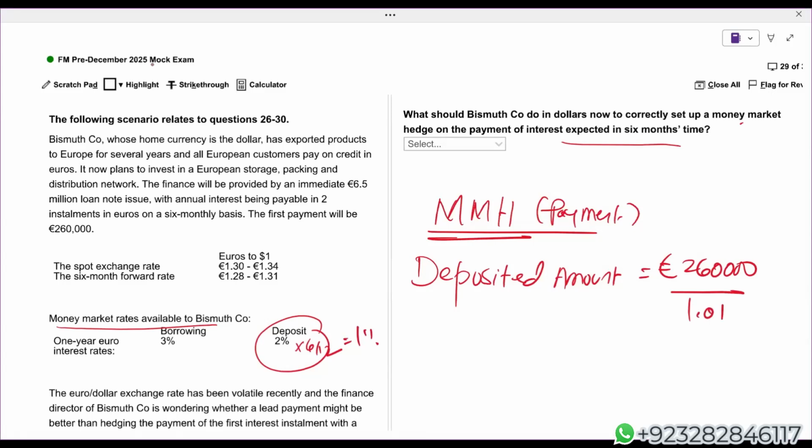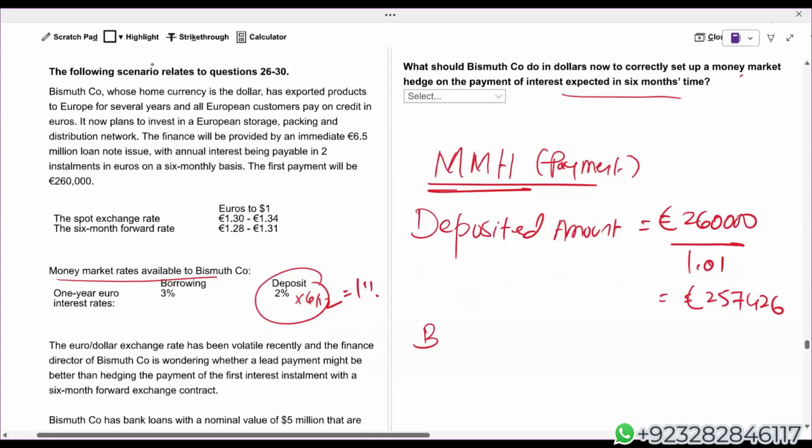So 1.01. Let's see. We are not going to deposit 260. We'll be depositing the present value of 260, because 260 is a payment in 6 months time. It's a future payment. So today I'll be depositing the present value of that. So 260 divided by 1.01. I'm getting in euros 2,57,426. Step 2 is borrowed amount in dollars.